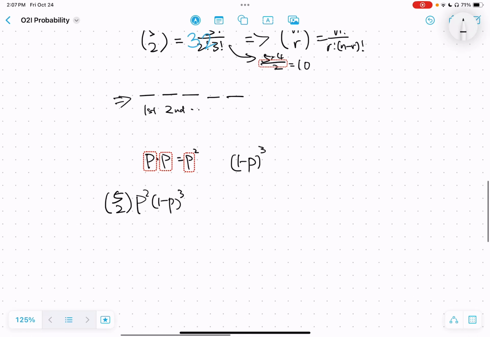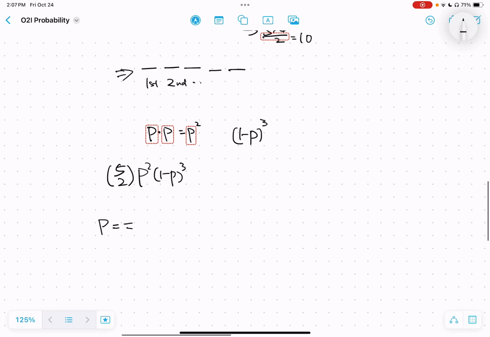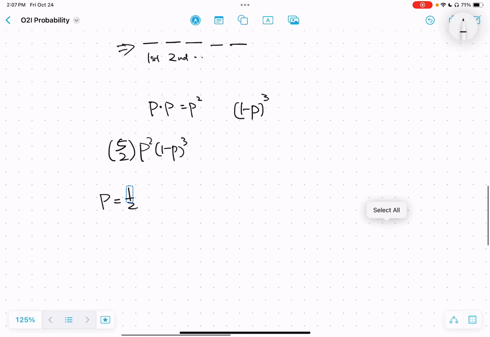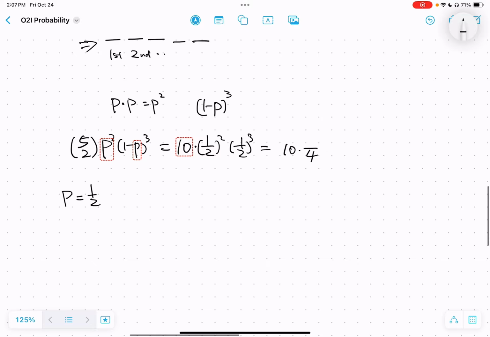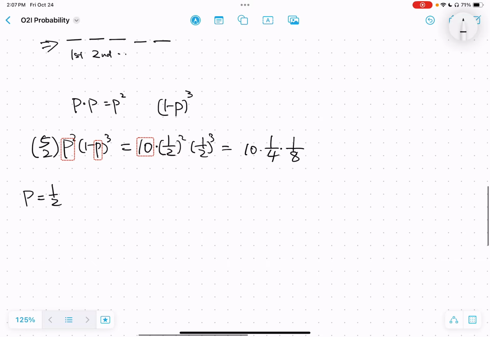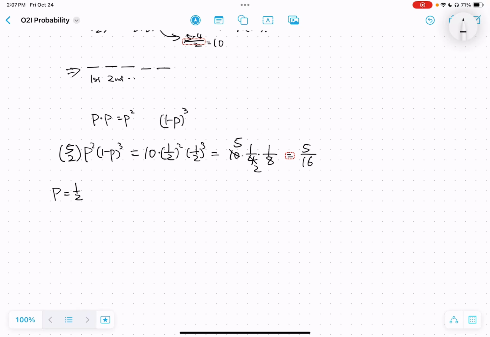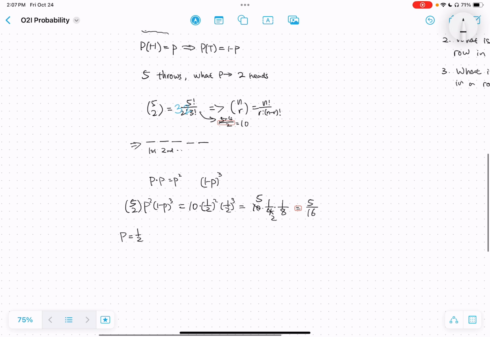And for example, if P equals 1/2, this is equal to 10 times 1/2 squared and 1/2 cubed, which is equal to 10 times 1/4 times 1/8, which equals 5 over 16. So this is the probability.